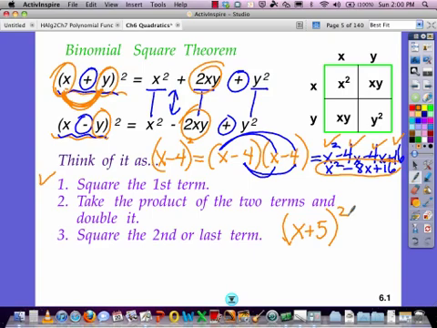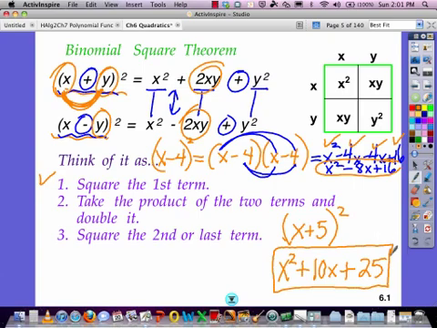Here we go. Look at your two terms. You've got an x and a 5. If you want to think of it as a 1x, that's great. It's not going to do any harm. Here we go. Square the first term. You would get x squared. Then add, take the product of the two terms. 5 times x, 5x, doubled, 10x becomes the middle term. And square the second or last term. We have a 5, so 5 times 5, 5 squared, or 25. And our final answer is x squared plus 10x plus 25.